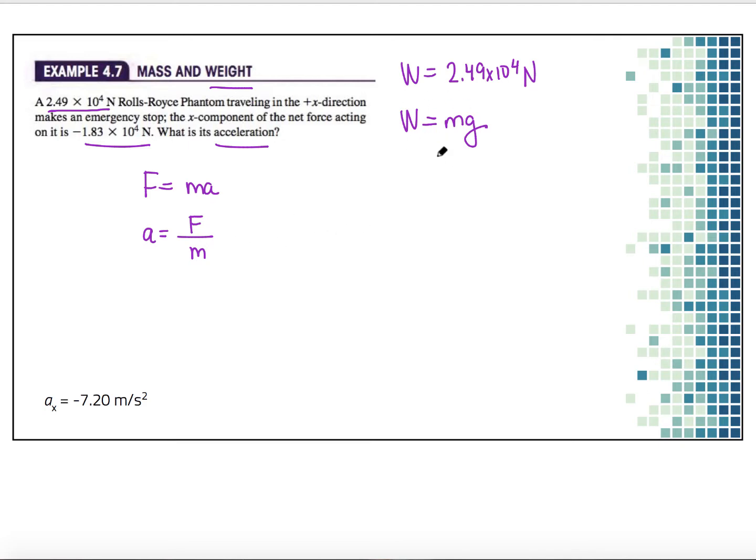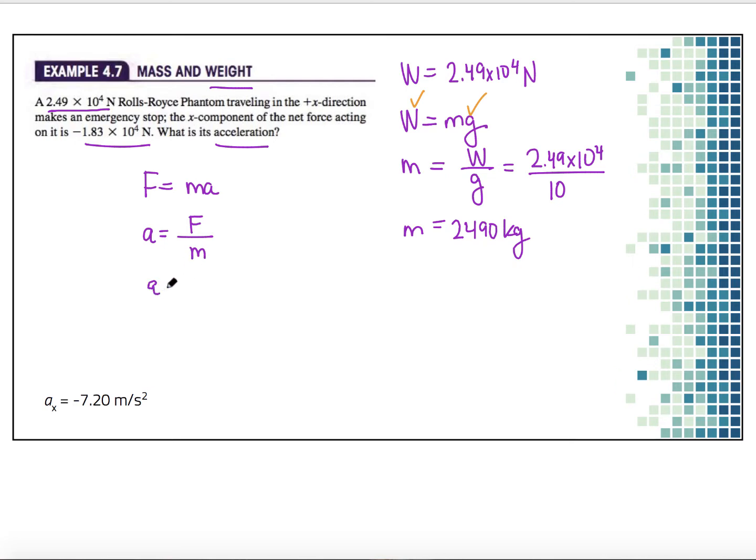Our weight is going to allow us to find mass because we know the weight that was given and we know g. If we rearrange this to solve for the mass, we have weight divided by g. So we can substitute 2.49 times 10 to the fourth power divided by g, and let's go ahead and use 10 this time to make it a little simpler. When we do that, we find that our mass for this car is 2,490, and that's going to be kilograms. Now we can calculate the acceleration of the car.